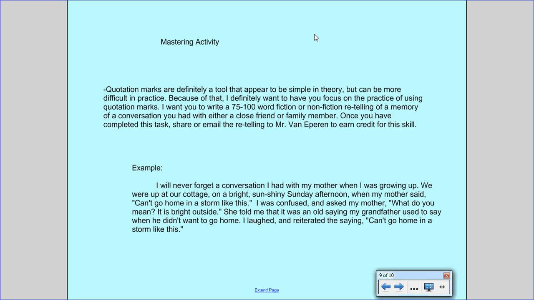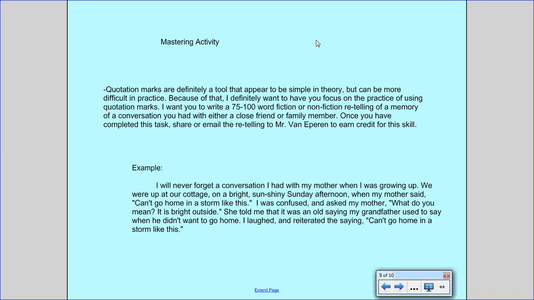All right, those are the 7 rules that we need to go over. So here's your mastering activity. I reiterate once again here that quotation marks are something that seem pretty simple in theory, but it's the practice where it gets kind of muddied. So because of that, I want your mastering activity to be more on the practice side than on the theory side.